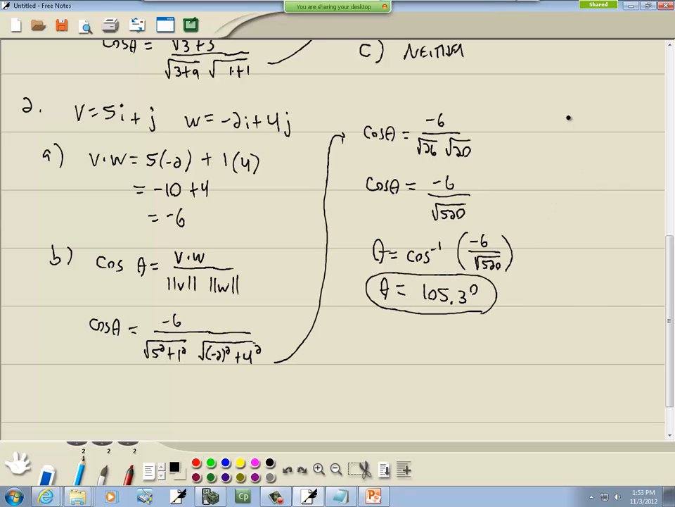And again, if we graph them, it should be kind of obvious. 5 and 1, so we'll go to 5 on our x-axis, and 1 would be right here. So that's our first vector. Second one is negative 2, 4, which would be right there. And if I look at that, that more or less looks like 105.3 degrees. So again, we're finding the angle between them. So finding out what that angle is.